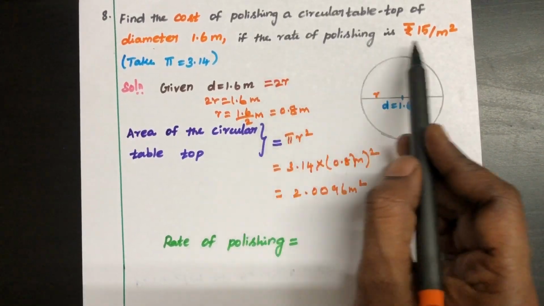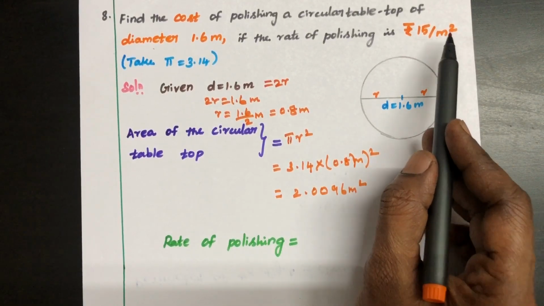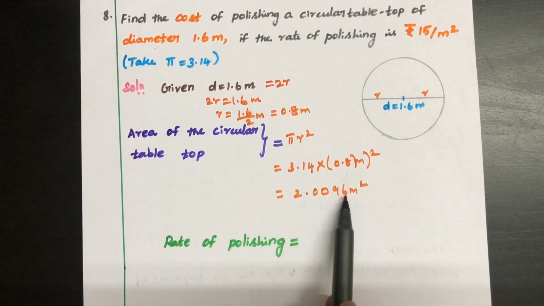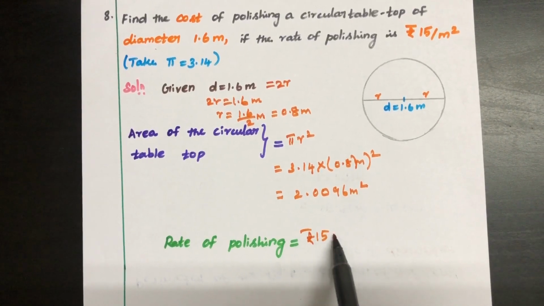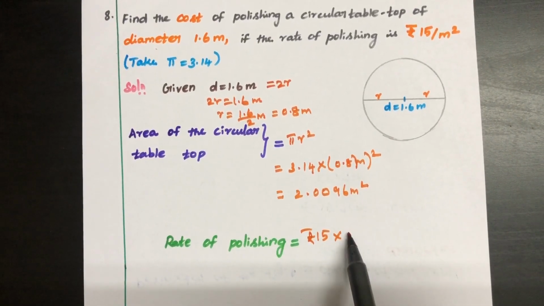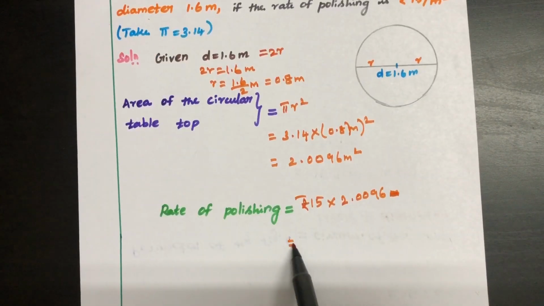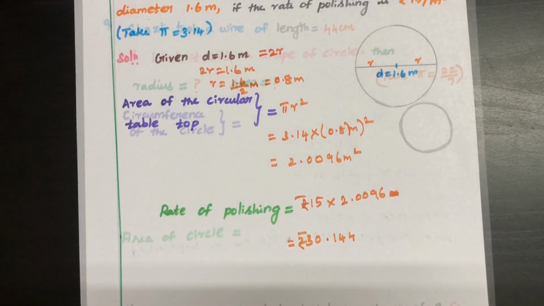Now cost, rate of polishing. Rupees 15 is needed to polish 1 meter square, per meter square. So now we are going to polish 2.0096 meter square. Just multiply this rupees 15 with the needed polishing area, 2.0096, which equals rupees 30.144 needed to polish this area of the circle.